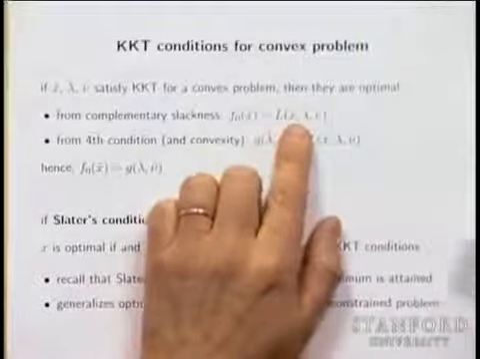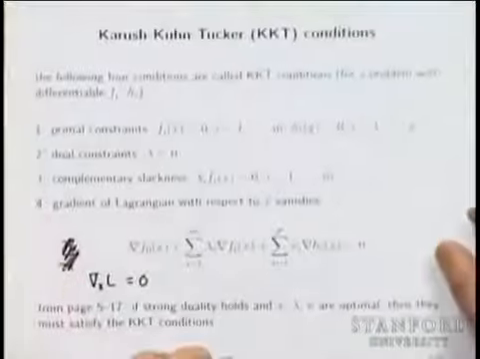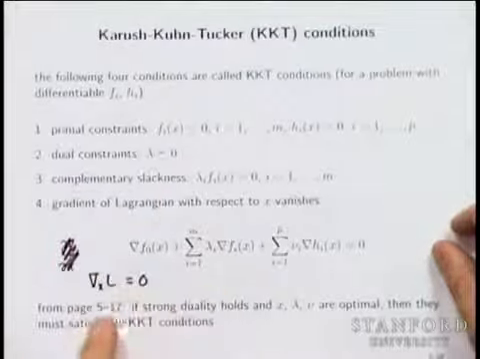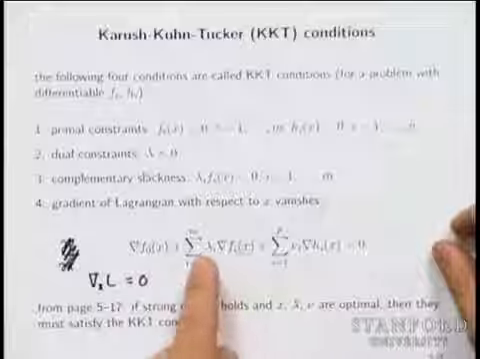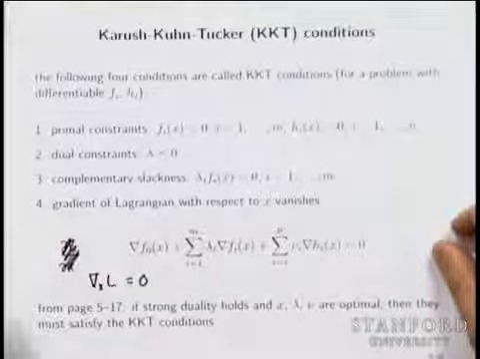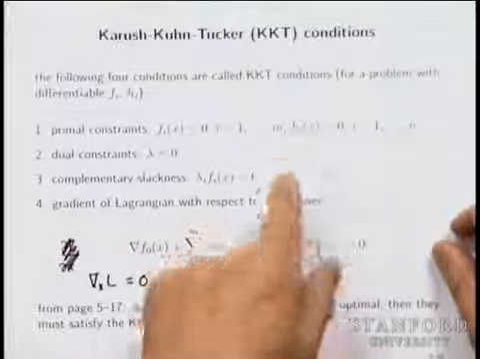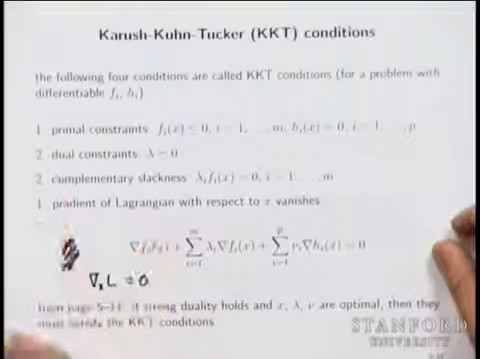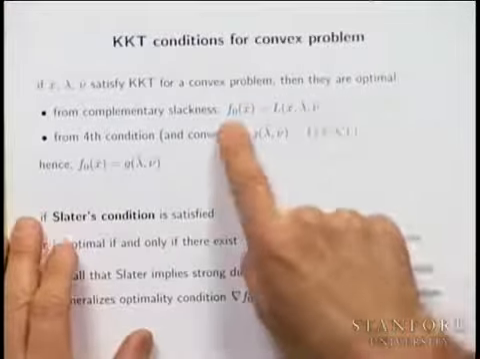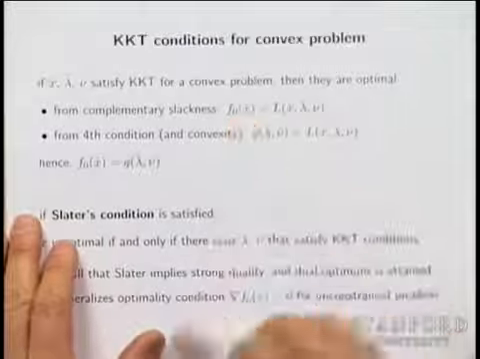From complementary slackness, if all of these conditions hold, then lambda i fi is 0, because for each i, either lambda i is 0 or fi is 0. The nu i hi terms are all 0 as well, and therefore L of x tilde, lambda tilde, nu tilde is equal to f0 of x tilde. Okay, so we'll start with that.